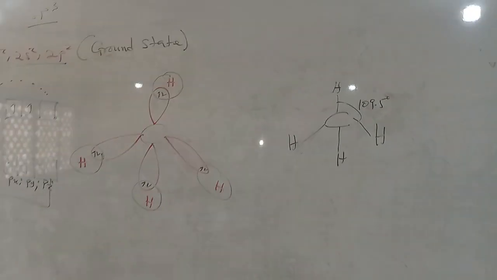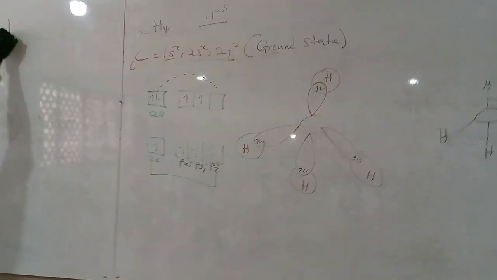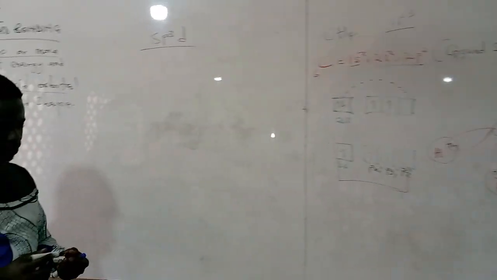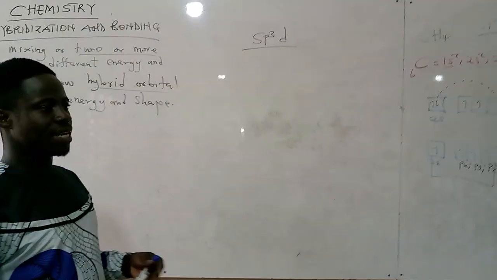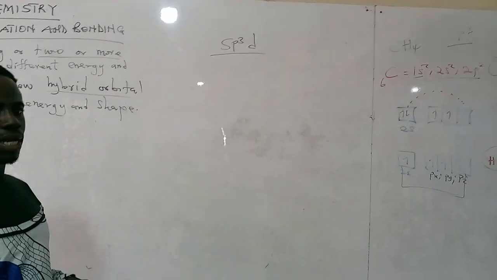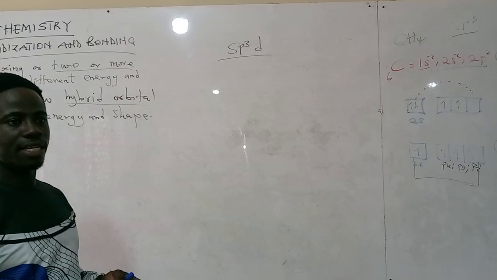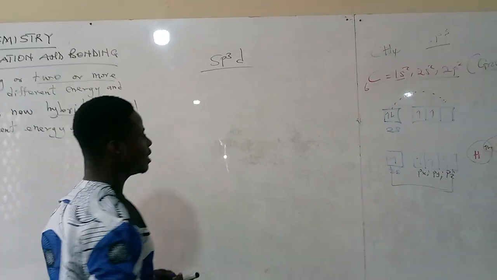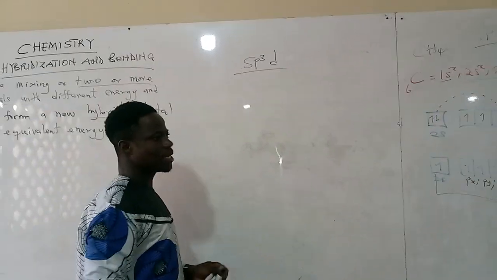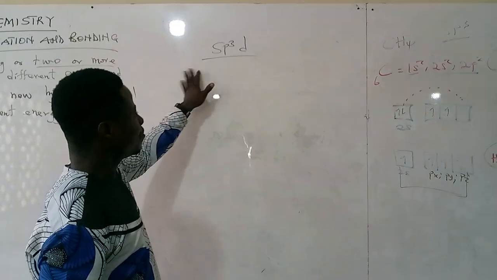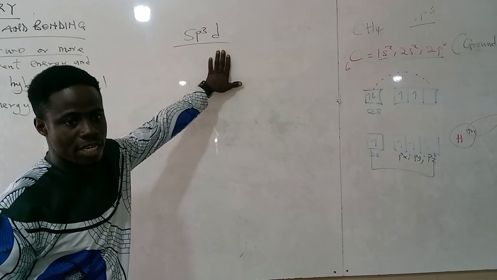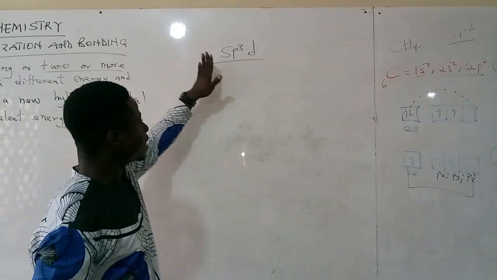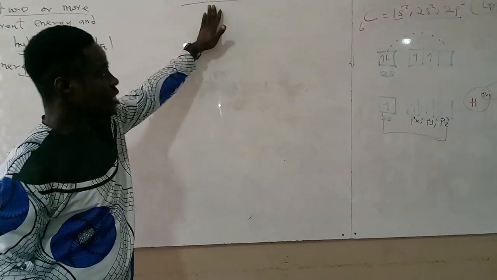So let's look at sp3d hybridization. And then we have sp3d2. That one I'll give to you as an assignment, but when I finish with sp3d, you can easily do the sp3d2. It is also the mixing of an s orbital with 3p orbitals with a d orbital. It's very simple.